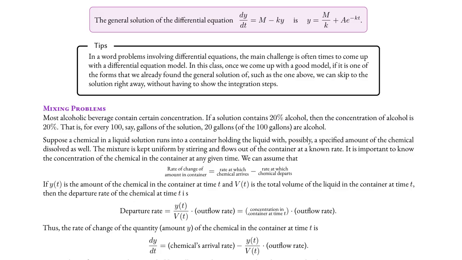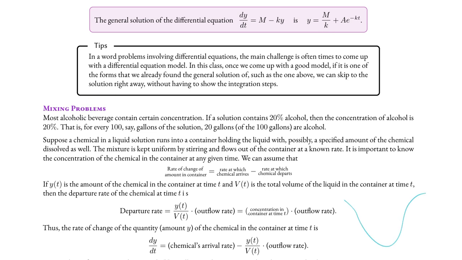So every time we have a differential equation of the form dy/dt equals m minus ky, we can simply write the solution right away without having to do all of the work that we just did. The solution is y equals m over k plus a e to the negative kt. This solution can be used in mixing problems.